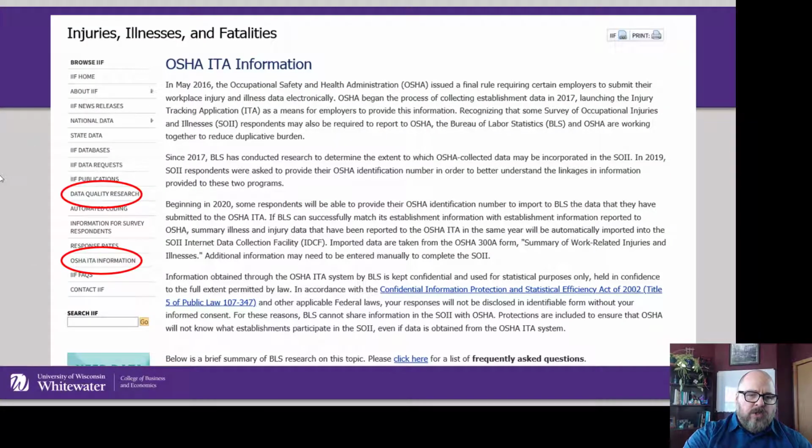And there are 2 different areas you can go to. Over on the left, I've got red circles around the data quality research and also the OSHA ITA, and that's what I've got on this page here. I mentioned in the last lecture, this is kind of my area of expertise, what I want to be doing my own research in, and this is where I'm going to start.